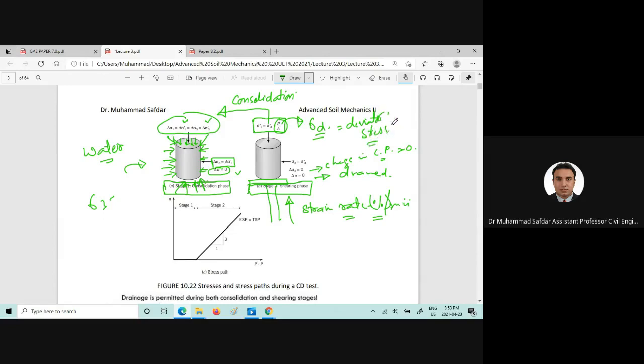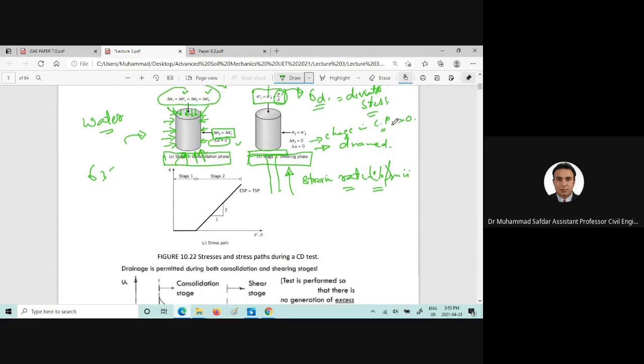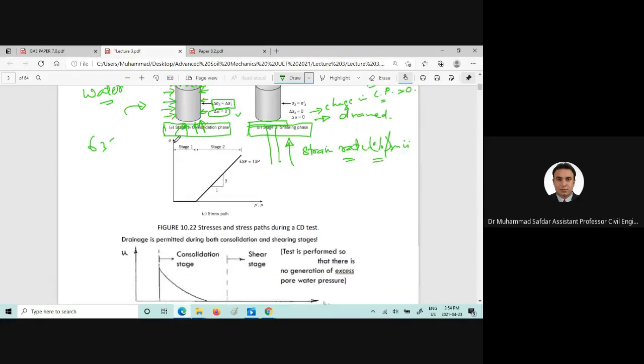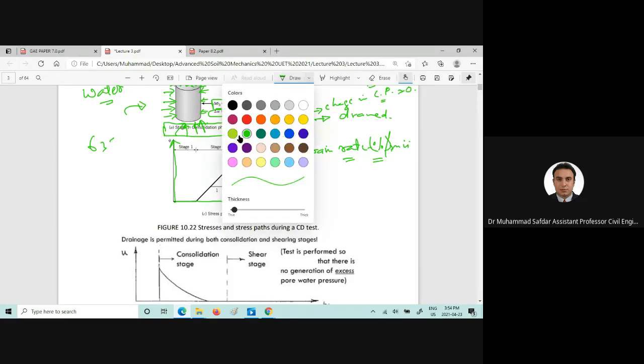Deviator stress. Now we can also represent the same discussion which we started with the explanation and then the schematic diagram there. So we can also explain that in terms of the figures.